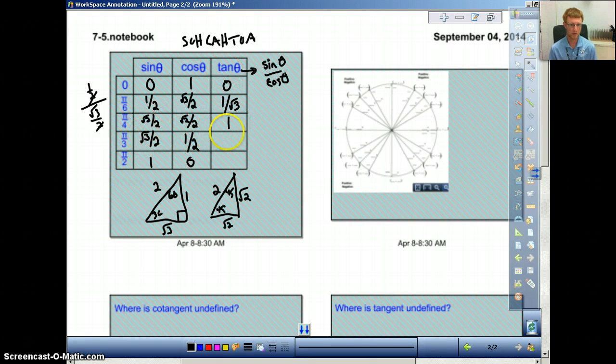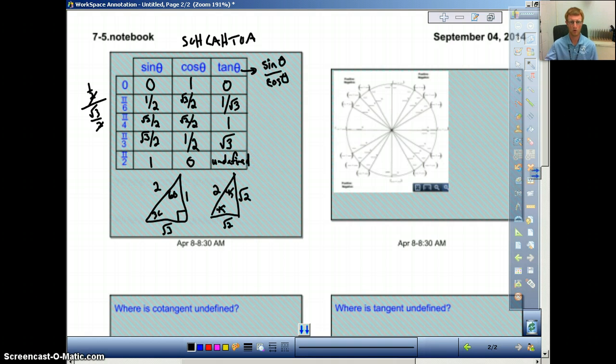If we go to the next one, that's going to be 60 degrees, pi thirds. Again, opposite over adjacent would give us the square root of 3. And then the last one, sine over cosine would be 1 over 0. Well, that 0 on the bottom screws things up. We cannot have 0 on the bottom of a fraction, so this is actually undefined.